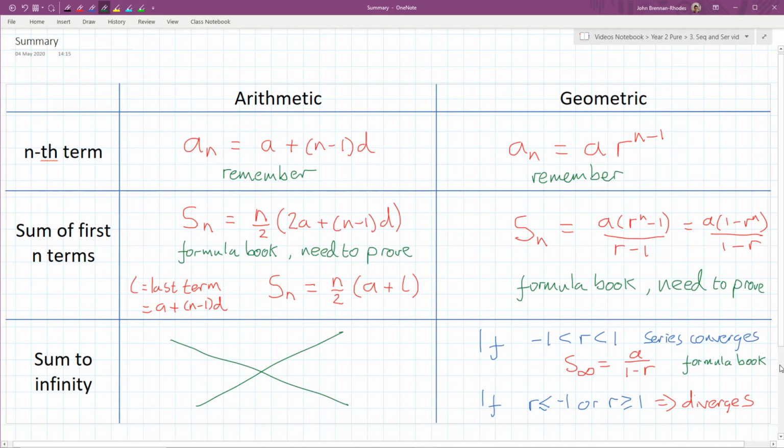Okay, that is a summary of all the formulas. Remember, you've got to remember the nth term, but the other ones are in the formula book, and those are the formulas for arithmetic and geometric series.